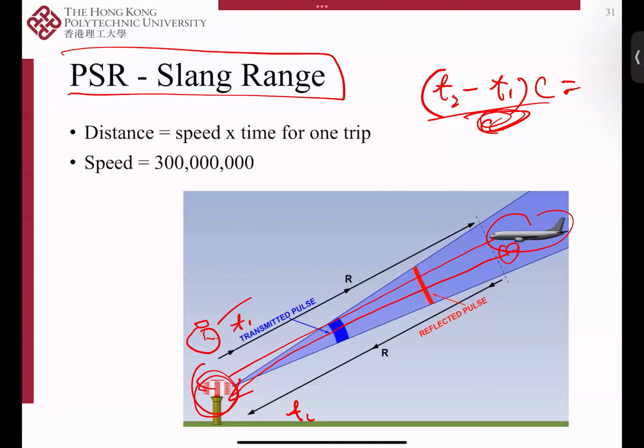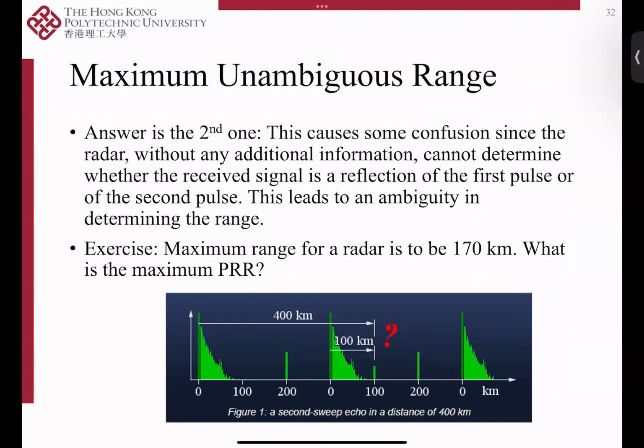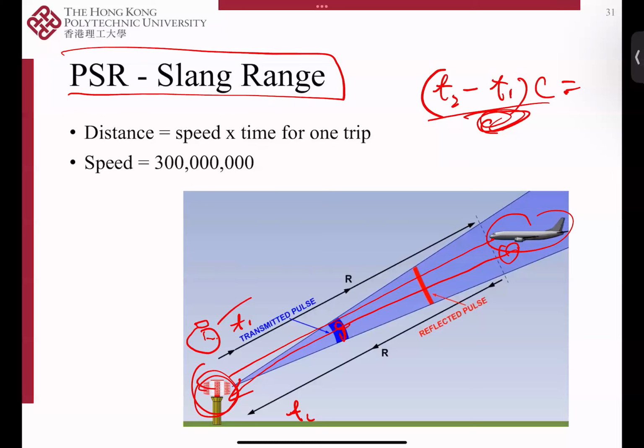Okay, so that's very straightforward, but of course you will have some design problems, because your pulse in here is not generated only once, it is generated periodically. The problem is that if your aircraft or other object is too far away, by the time the first pulse reaches the aircraft, the station may already emit the second pulse. So when you receive some pulse coming back to you, you're not sure whether it comes from the first pulse or the second pulse. We call this ambiguity.